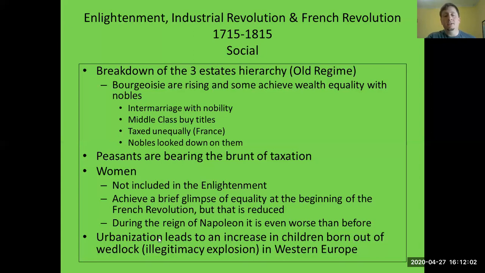And so what we call this is the illegitimacy explosion. And it occurs mostly in Western Europe because remember in Eastern Europe they still have serfdom. And so there are still community controls over men and women because the people aren't leaving to go to towns and cities because that's illegal. And so I put that here at the bottom because it definitely fits into this time period. It's something that's going to continue from about 1750 to about 1850.